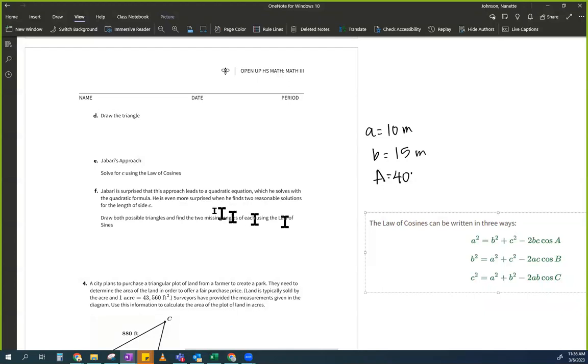So with that being said, it says solve for C using the law of cosines. So I'm going to plug everything into here. So it says A squared equals B squared plus C squared minus 2BC cosine of A. So A is 10. So 10 squared equals 15 squared plus C squared minus 2 times 15 times C cosine of 40 degrees.